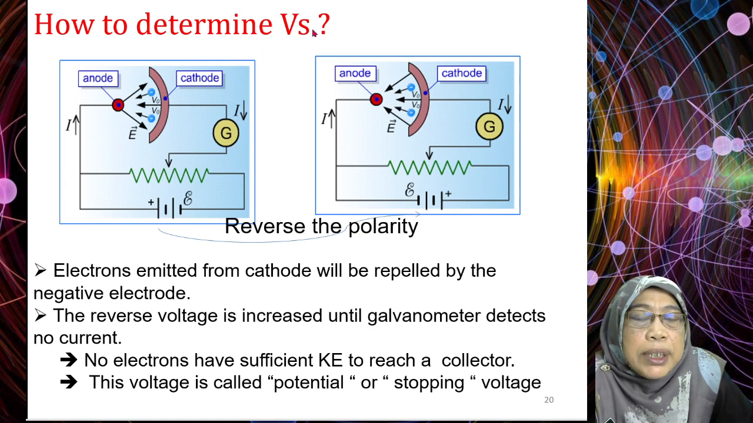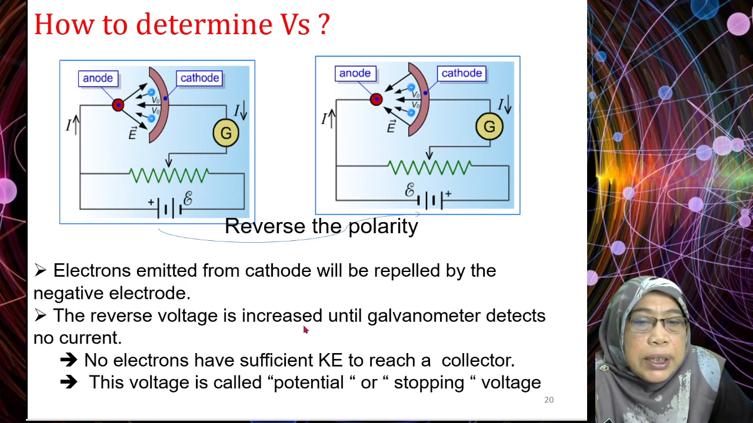Okay, how do we determine the stopping potential? Here is the normal case, where you increase the voltage and get the maximum current. And then to determine the reverse stopping potential, Vs, we reverse the terminals of the battery. The positive here will become the negative, and that is connected to the negative terminal of the battery. Reverse the polarity, so electrons emitted from the metal target will be repelled by the negative electrode.